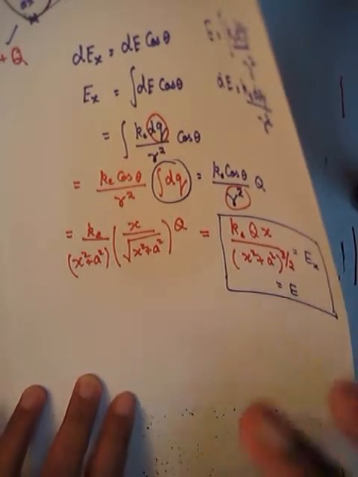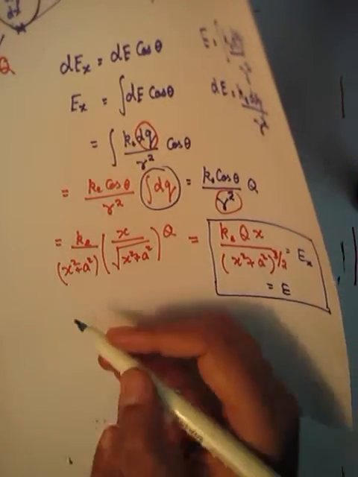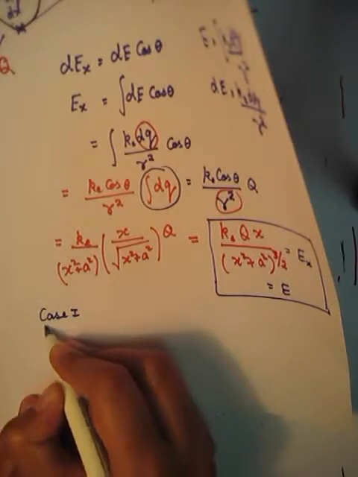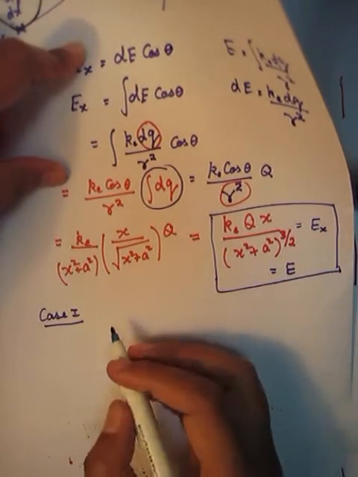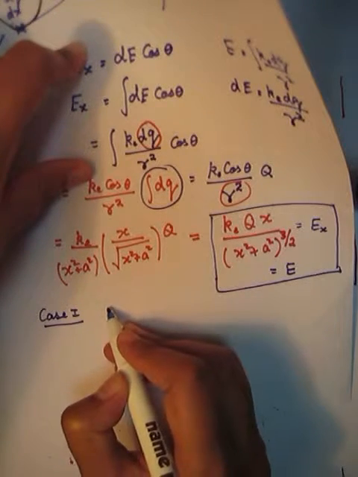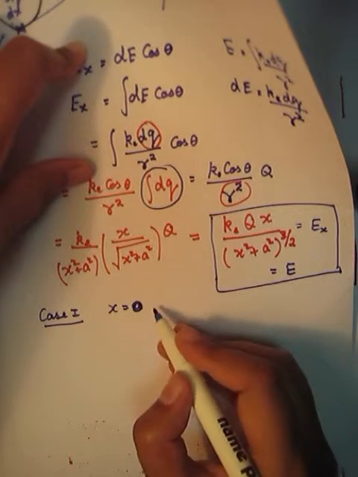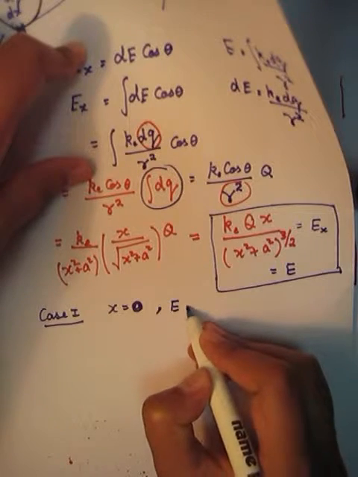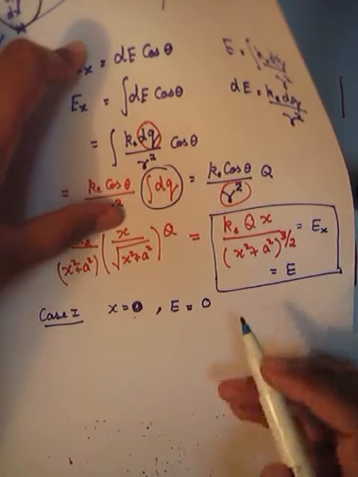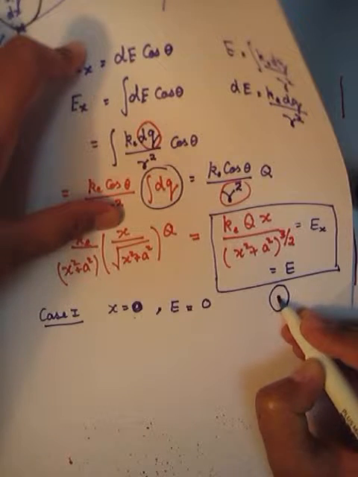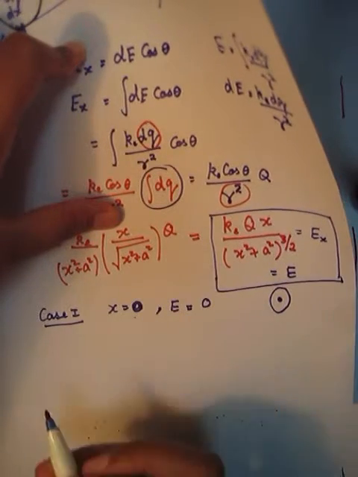So now let us say that case 1 is: let us say we have to find out the electric field at x is equal to 0. If x is equal to 0, the electric field will be 0. This means that if we have to find out the electric field at the center of the ring, it will be 0, because if x is equal to 0, the electric field is equal to 0.